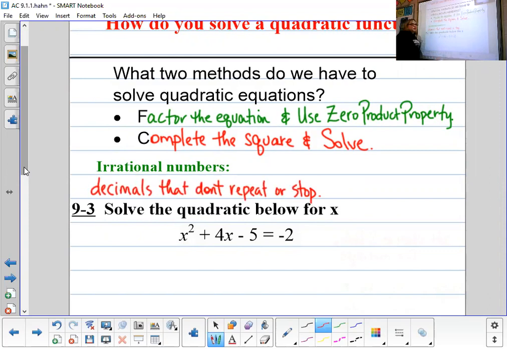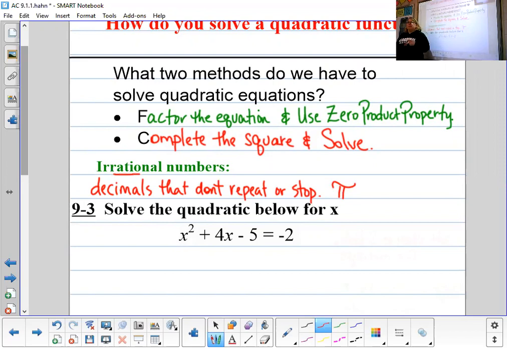that don't repeat or stop. Can you guys think of any numbers you know that are irrational? 1.25 stops though. 1/3. Pi. Yeah, pi is an irrational number. Any other ideas? 1/3 would be rational. So irrational comes from the root word ratio, and ratio means fraction. So if you can write your answer as a fraction, that means it's rational. If you can't write it as a fraction, that means it's irrational. So pi cannot be written as a fraction.